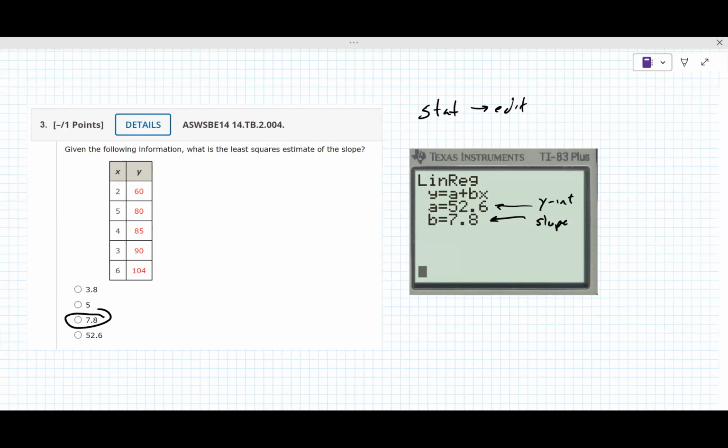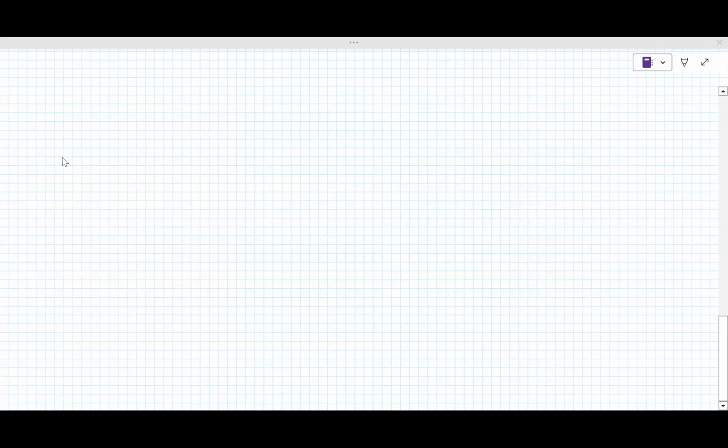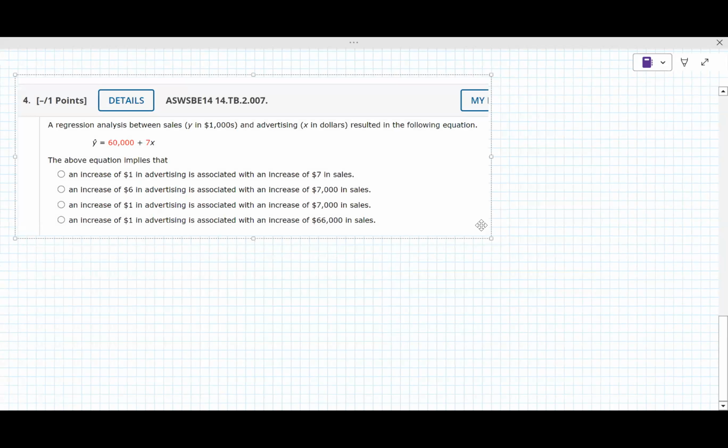Okay, sweet. All right, so next question here. Hopefully you like regression. It's not hard. It's just a matter of putting the data in correctly. There's a bit more to it, but we'll see what they come up with.